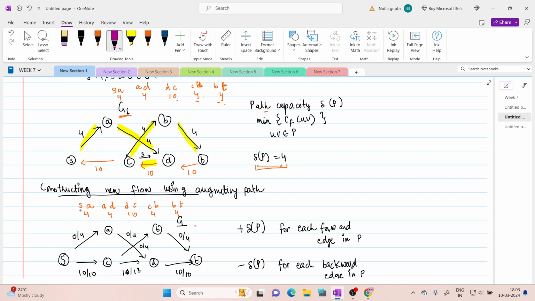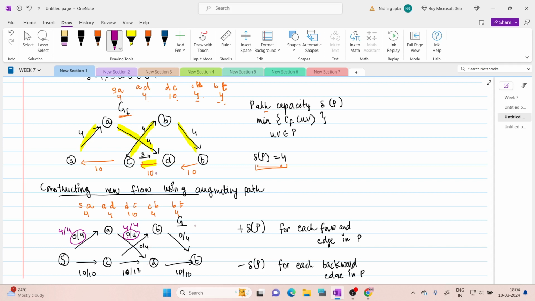Now SA was a forward edge, therefore in the new flow we'll add the path capacity, which is 4. So this will be 4 by 4. The next edge is AD. AD is also a forward edge in the residual network, so the new flow will add 4 to the original flow. Original flow was 0, so 0 plus path capacity 4. So this will be 4.